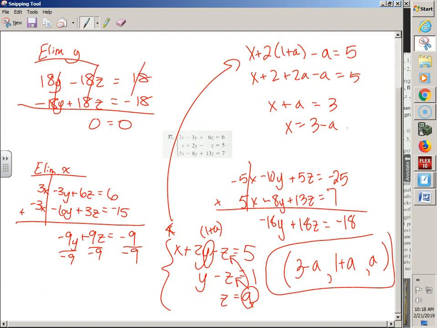Remember, the only times we have to go for infinitely many or none: none will be a number equals a number, your z is gone, false. Infinitely many, let z equals a is a true statement. So those are both our special cases. If z equals a number, there's one solution, one only, one point, and you're done. Okay.